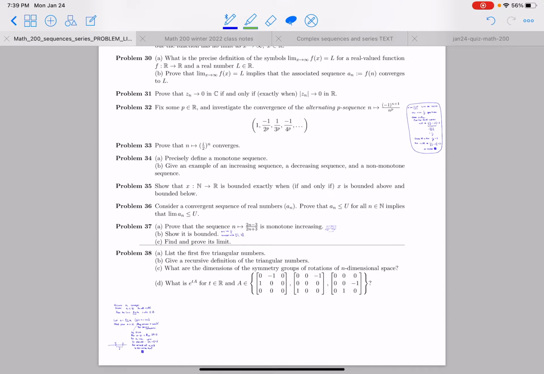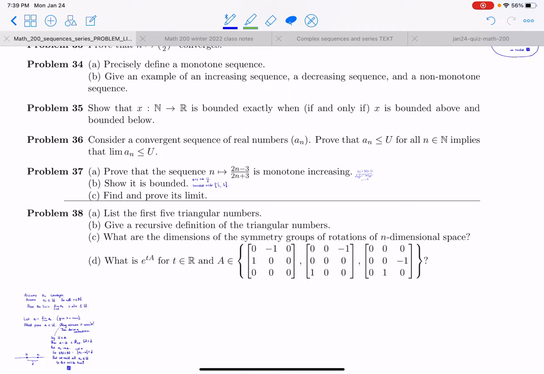Okay, hi everybody. So I wanted to look at problem 36, which is a proof by contradiction. Well, I'm going to prove it by contradiction. Okay, so consider a convergent sequence of real numbers. So we know that the a sub n converge to something. Prove that if all the a sub n are less than or equal to u, some real number u, then that limit, whatever it is, is also less than or equal to u.